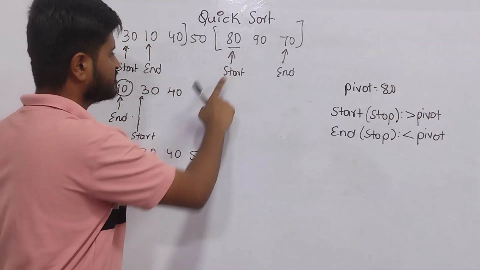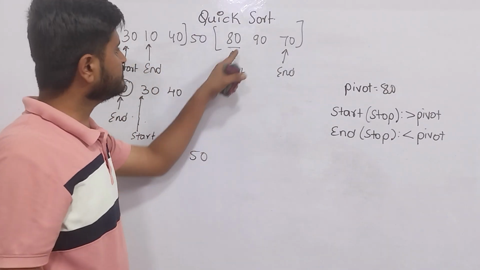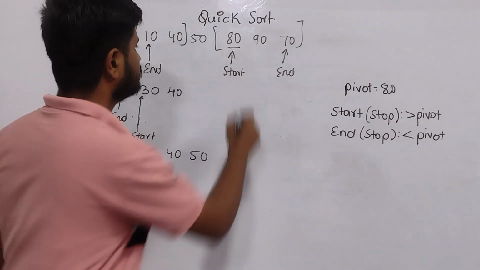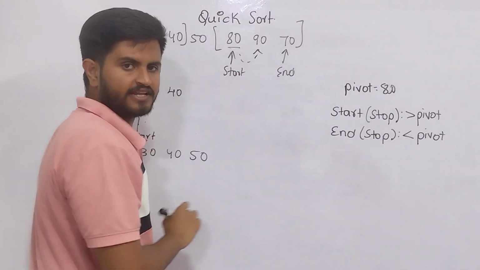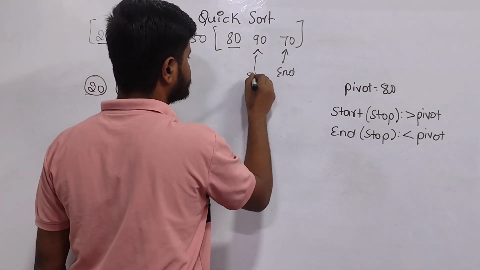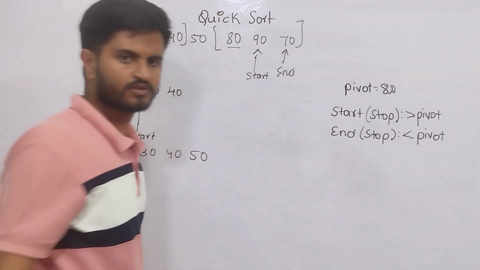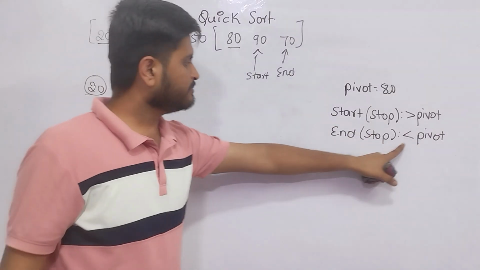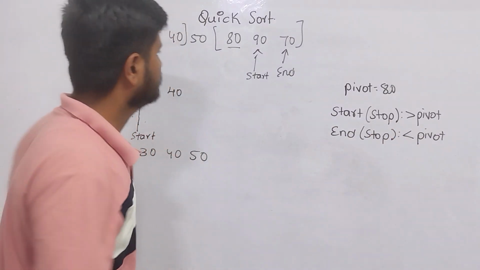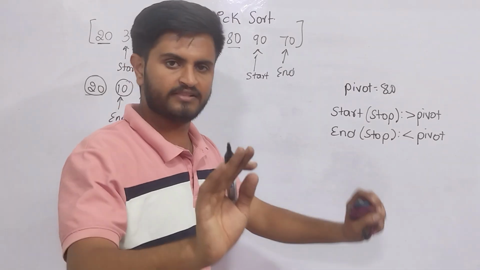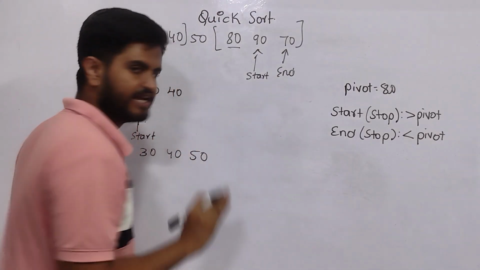Again apply. You will stop the start when the value is greater than the pivot value, that is greater than 80. So 90 is greater than 80, so you will stop the arrow here. I got the new start value, that is 90. You will stop the end arrow when the end value is less than the pivot value. So if you see, 70 is less than 80, so you stop at the end here only.